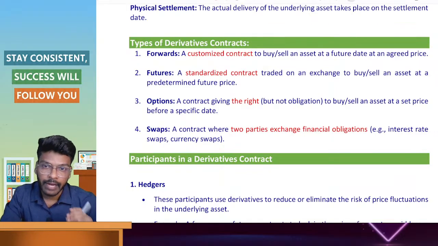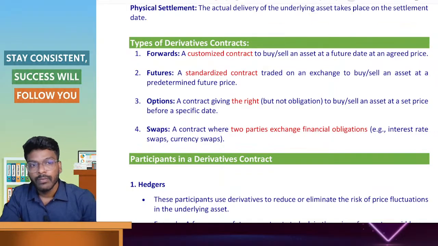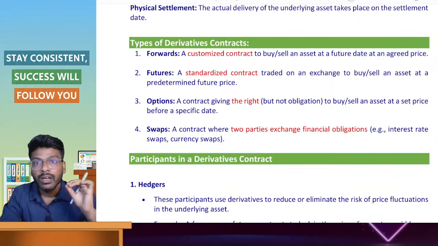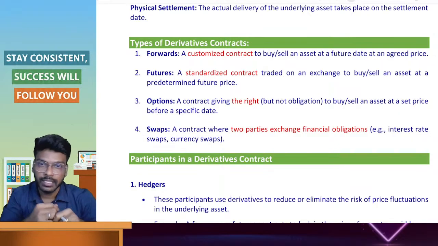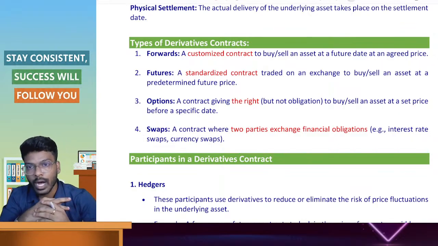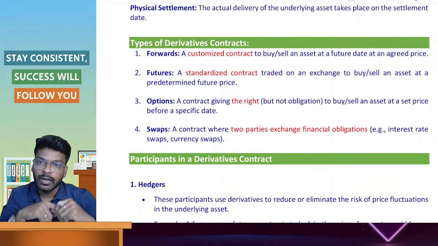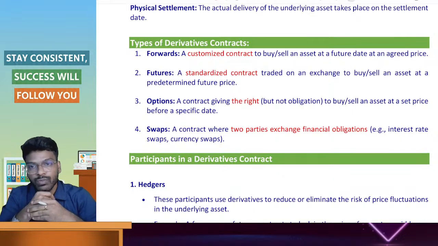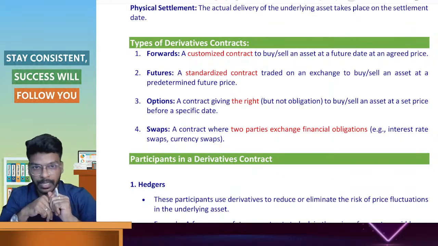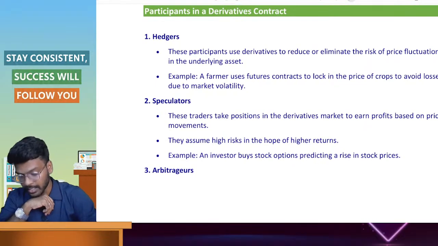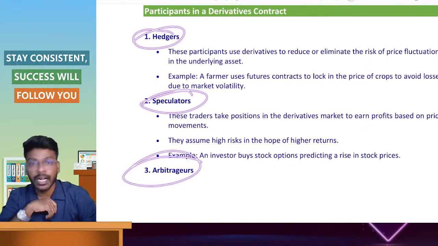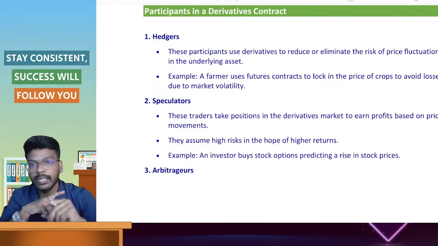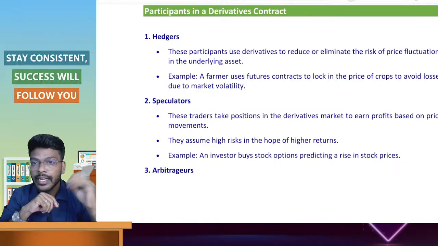In this derivative analysis and valuation chapter, we have only forwards, futures, and options. Currency swaps are covered in the forex chapter, and interest rate swaps are covered in the interest rate risk management chapter. What are the participants? Hedgers, speculators, and arbitrageurs. A hedger will reduce the risk by hedging the portfolio of shares or using index futures.